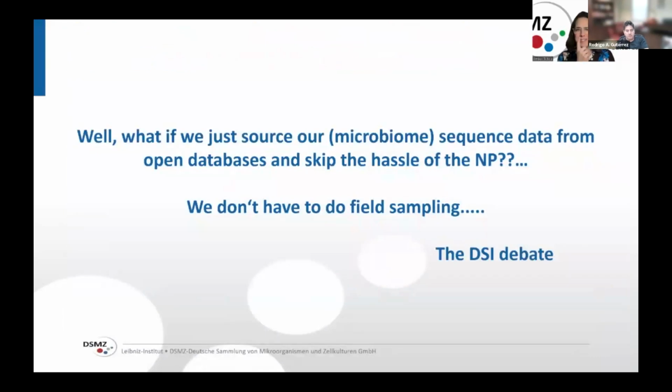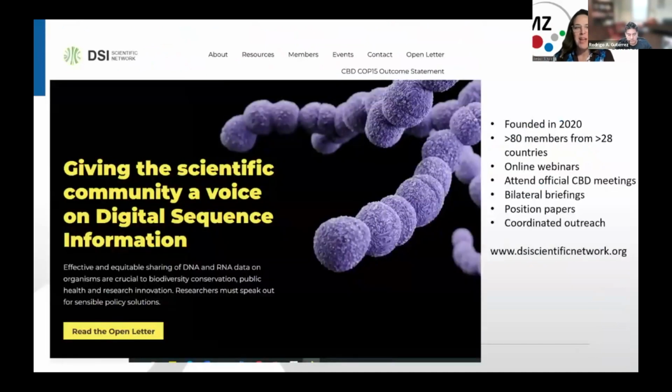So you might be now saying to yourselves, well, what if we just source the microbiome data we need from open databases and skip the hassle of the Nagoya Protocol? We don't have to do field sampling. There's a lot that's already out there. And this is not the first time that you or others have had that thought. This is fundamentally the DSI debate, which is the digital sequence information debate that I'm going to tell you a little bit about as I wrap up.